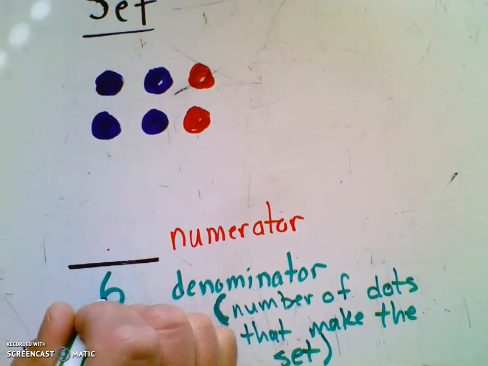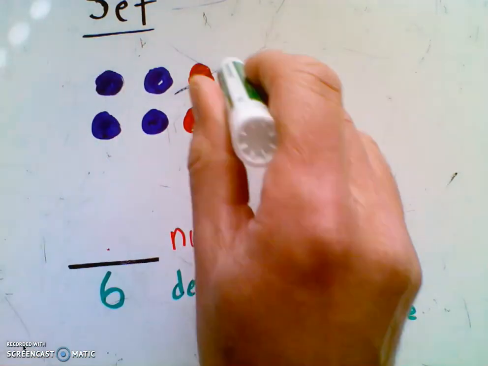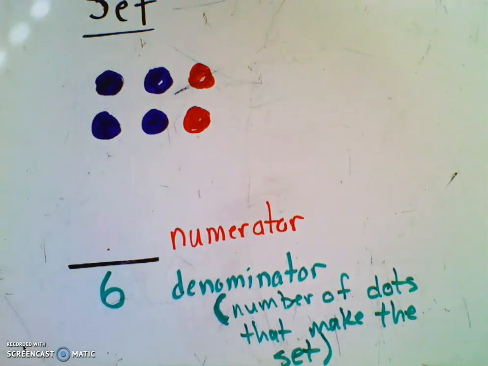The 6 is my denominator because in that whole set of dots, I have 6 dots altogether. Now let's talk about the top number. How do I get my numerator? Well, my numerator could be one of 2 things. There's 2 ways I could look at this.